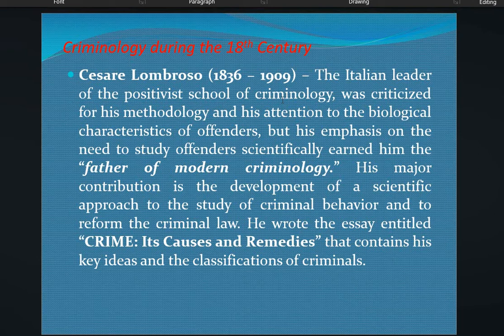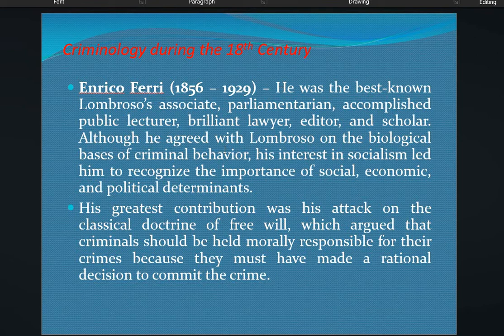Okay? So, take note of the contribution or the highlights of the accomplishments of Cesar Lombroso versus Cesar Beccaria. Okay. So, sino naman si Enrico Ferri?